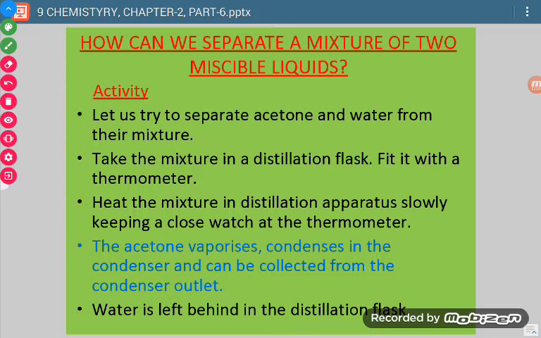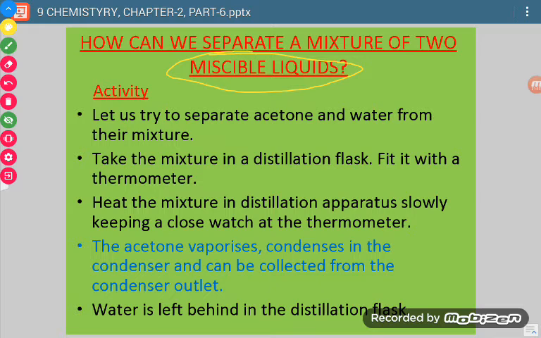Okay. Now, first of all, where this distillation process can be used. So our topic is how can we separate a mixture of two miscible liquids. Miscible word is clear to all. Miscible means those liquids which can be mixed very properly into each other. They are called miscible liquids. Just like water and milk, they are very much miscible. So such liquids which can mix themselves to give a homogeneous solution are called miscible liquids.